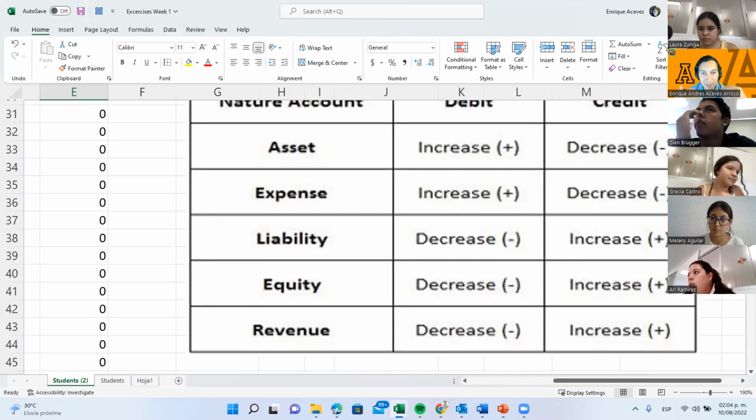What does Anahuac sell? Services. Perfect. Experience. Yeah. Educational services. Okay. And what are costs and expenses? Who can tell me what are costs and expenses?